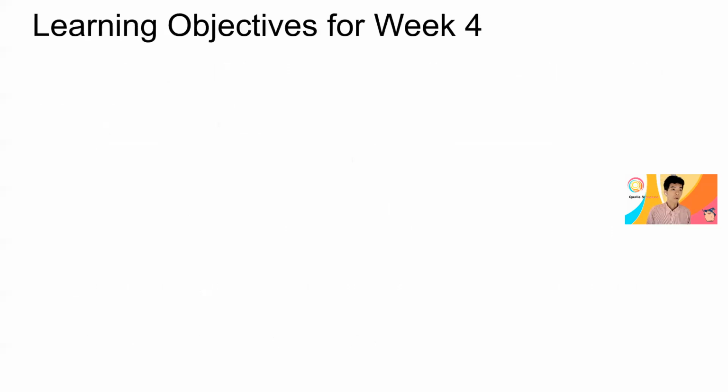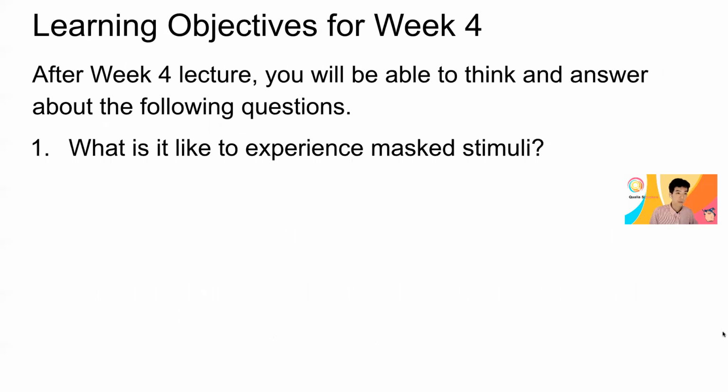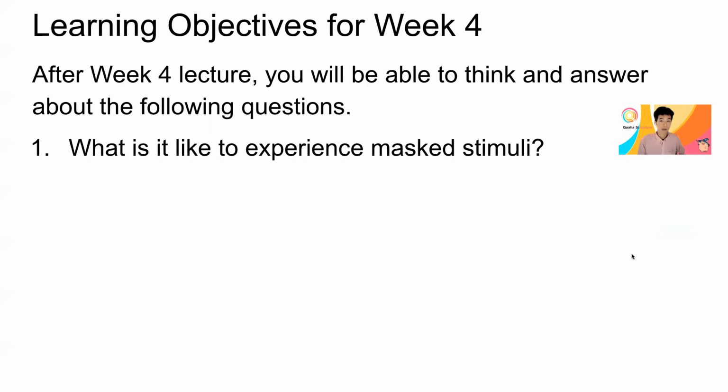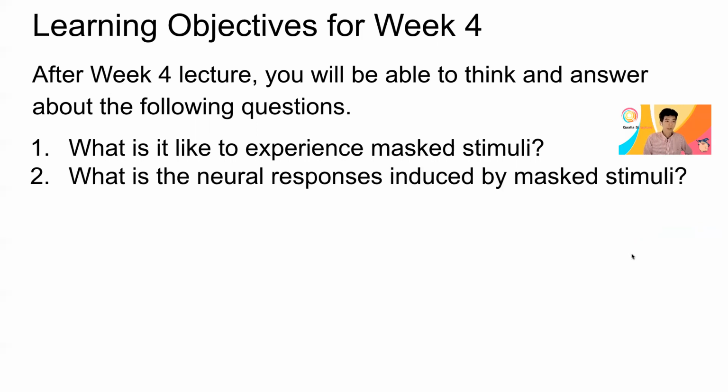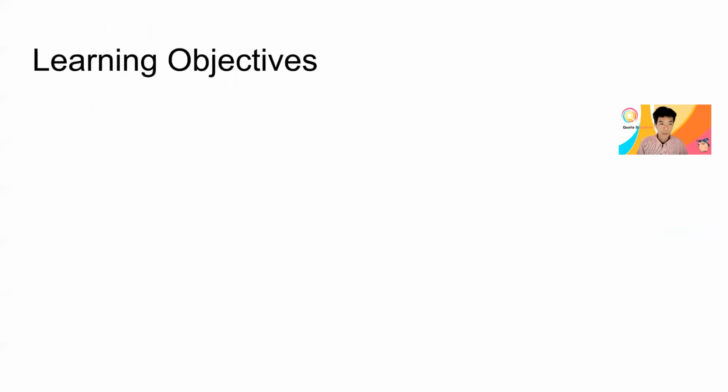Okay, so given this, the learning objectives for week 4 are: first, what is it like to experience masked stimuli? It's one way to make a stimulus unconscious to the experiencing subject. Second, what are the neural responses induced by these masked stimuli? Third, what can we do with the masked stimuli? Can we behave based on the masked stimuli and so on?